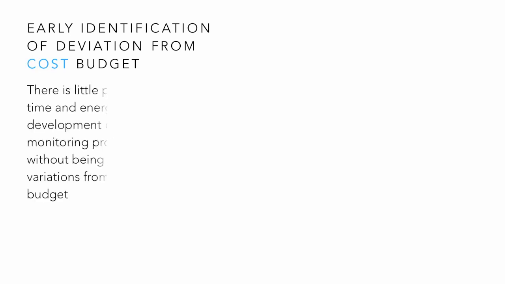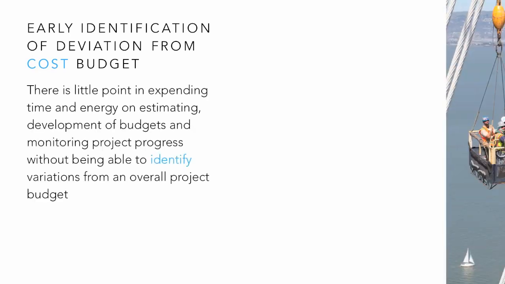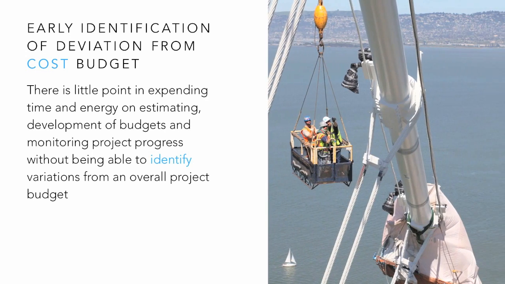Early identification of deviation from cost budget. There is little point in expending time and energy on estimating, development of budgets, and monitoring project progress without being able to identify variations from an overall project budget. The only time you will actually know the true costs of items or the project as a whole is when they are complete. Hence, we aim to track the actual performance of the construction works against the budget as the project progresses.